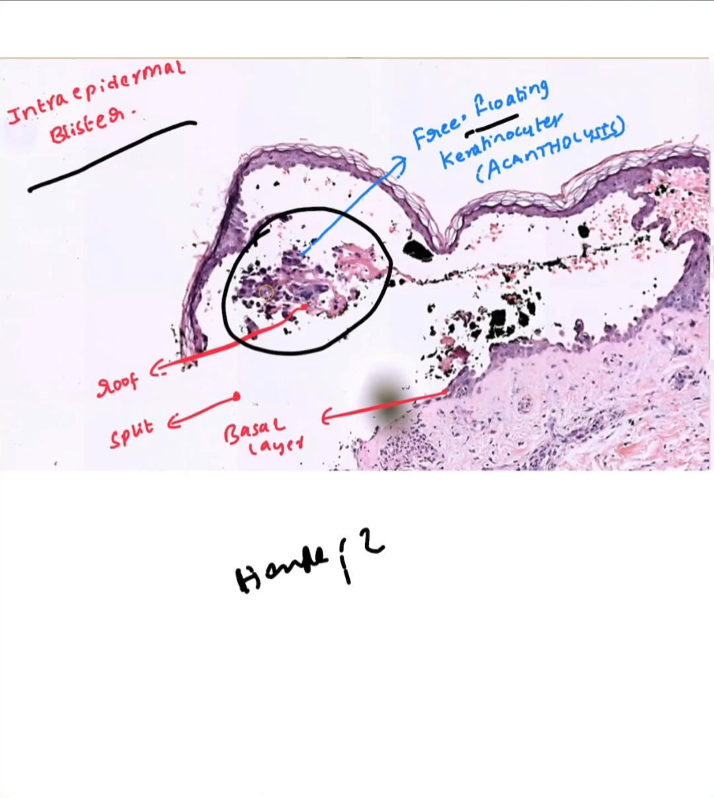You can see that the basal layer of the epidermis and the other layers are separated. There will be a formation of a split. So you can see a fluid filled blister, and it is an intraepidermal blister. There are other conditions where there will be subepidermal blisters also.